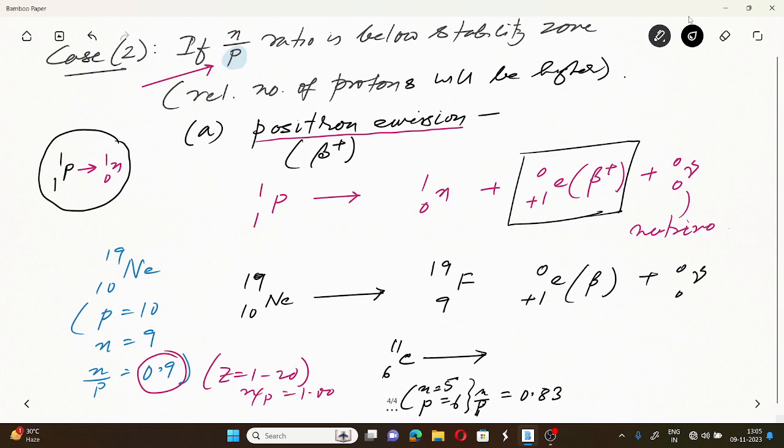So, once again, there will be beta plus emission and neutrino. So, the daughter nuclei will be, this has to be balanced. It should be 5 in order to balance the charge. And this will be 11. 5 মানে হচ্ছে boron. So in this way, we can predict the nature of radioactivity if the N by P ratio is below stability zone. If N by P ratio is below stability zone, there will be positron emission in general.